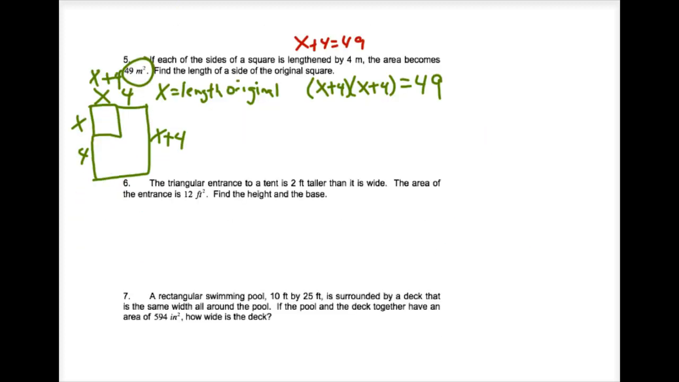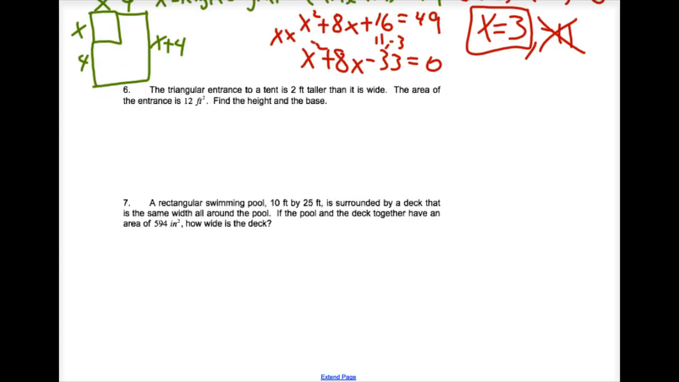All right, skip 6. It's real similar to the one before it, but whenever we do these factoring quadratic word problems, there's always a pool with a deck around it. Always. So, a rectangular swimming pool is 10 feet by 25 feet. It's surrounded by a deck that is the same width all around the pool. That means the deck is uniform. It's the same all the way around it.